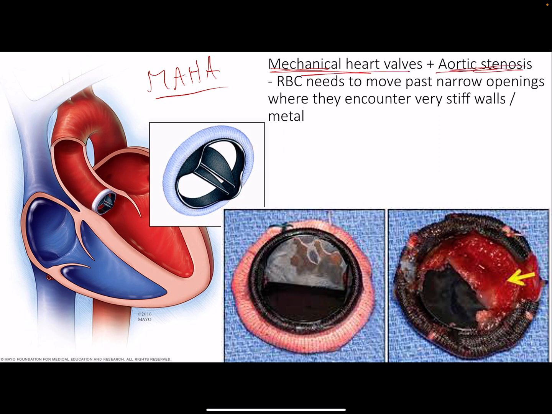So the red blood cells are just flying past really quickly, and it's all about running into stiff, hard things. In aortic stenosis, you have a really stiff valve, and if you have a mechanical valve, well, you know what? There's probably some metal or something in there. That's probably pretty hard too. So these stiff walls, running into them is going to cause the red blood cells to, for lack of a better way to put it, explode, and it's going to cause a hemolytic anemia.